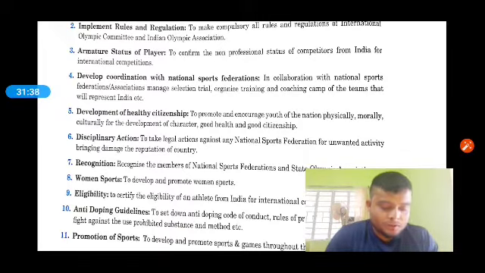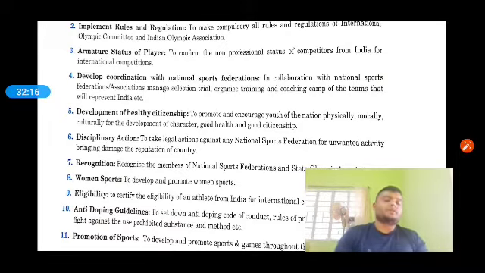Now, develop coordination with National Sports Federation, development of healthy citizens, disciplinary action for any kind of unwanted activity, recognition, women's sports to develop and promote women's sports, eligibility, anti-doping guidelines, that means no steroids or any kind of illegal substance should be used by athletes for advantage in the games and sporting events. Promotion of sports to develop and promote sports and games throughout the country.